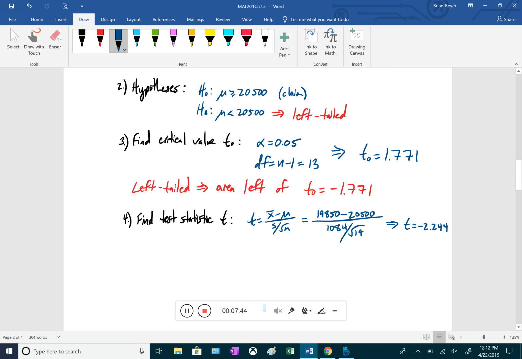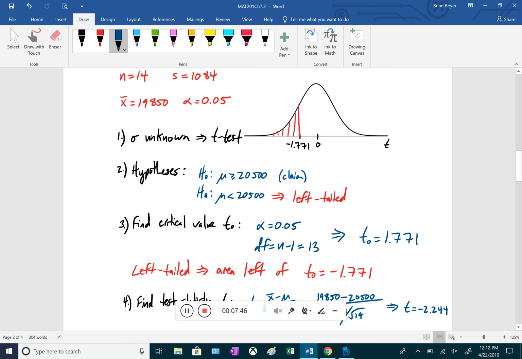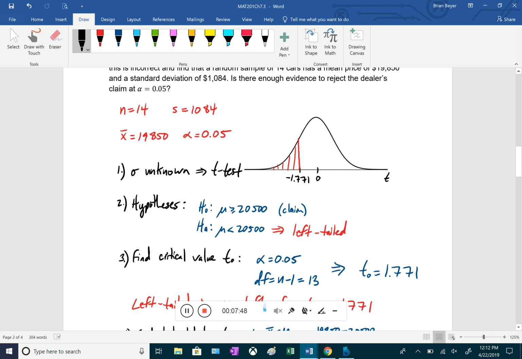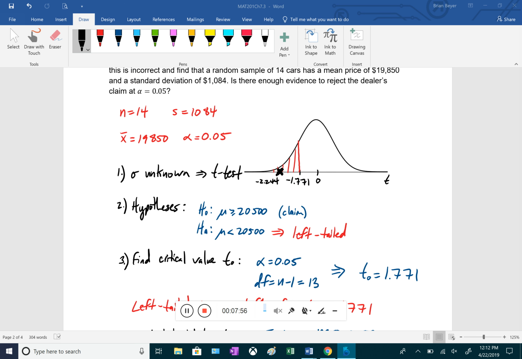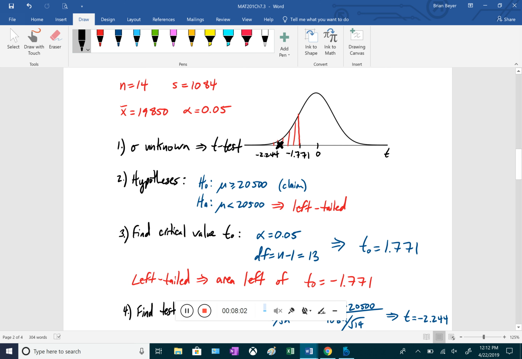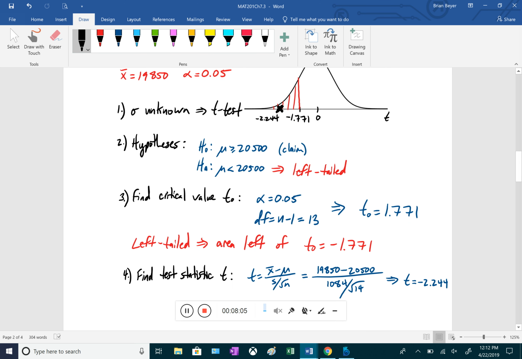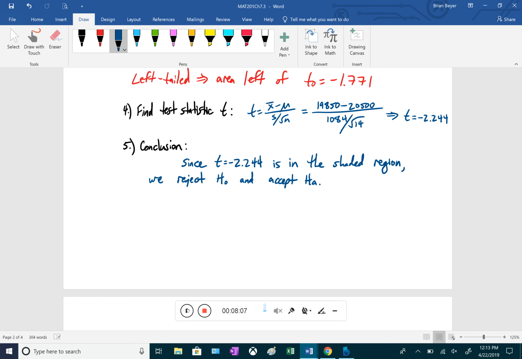Once we get that, we go back up to our graph. Negative 2.244 is going to be over here somewhere. It doesn't have to be perfect. All we care about is that it's in the shaded region. Since it is in the shaded region, that means we're going to reject the null. Anytime we are rejecting the null, that means we're accepting the alternative.